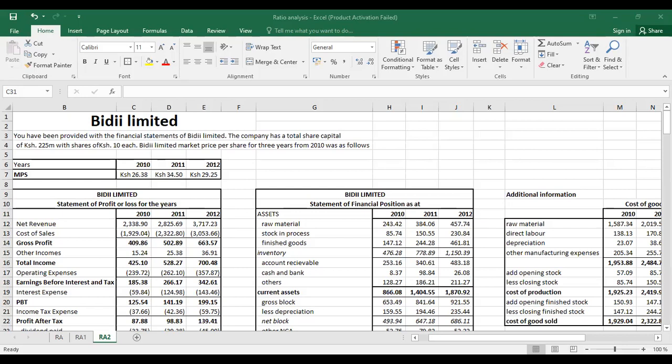Okay, I've also sent the notes on common size financial statements. You will pass through them.